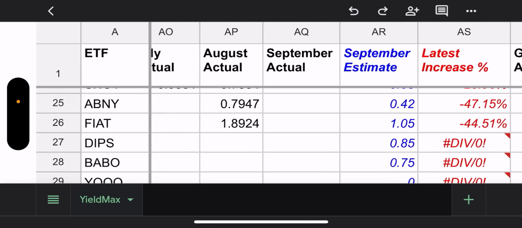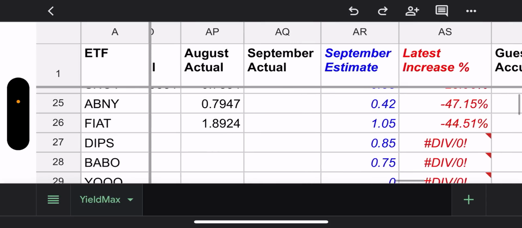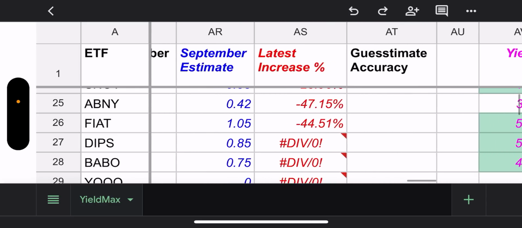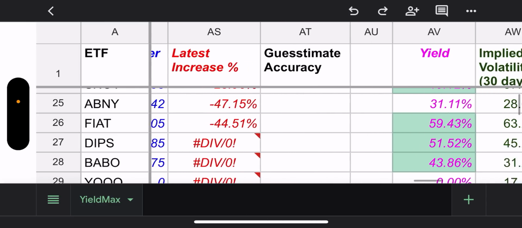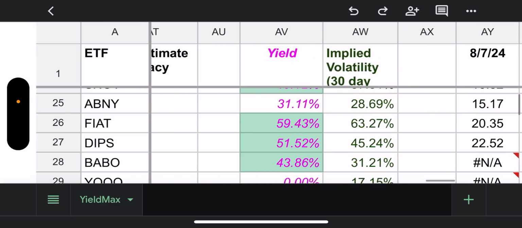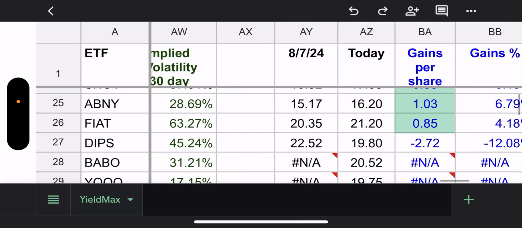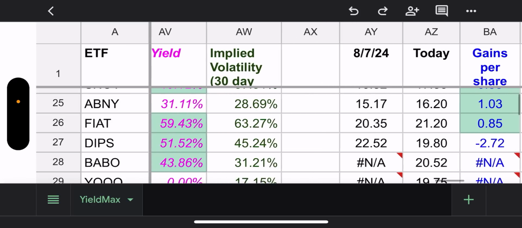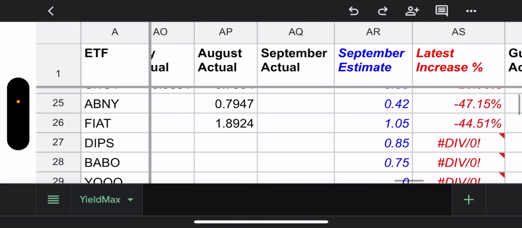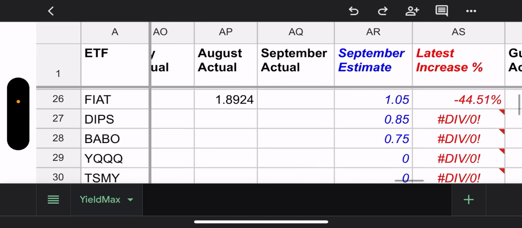ABNY, they paid 79 cents last month. I'm going to predict 42 cents, which is a huge letdown. ABNY probably had more than a month included in last month, which is why they paid higher. This is a 31% yield, which is 3% above their IV. However, they actually had $1.03 in gains per share. So, they're lucky they had that.